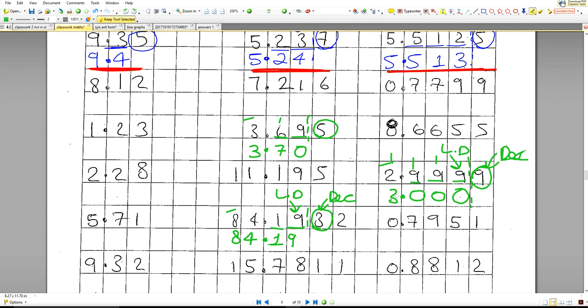So even though 3.000 is the same as 3, you're not allowed to write down 3 because the question asks for the answer to 3 decimal places. So you must have those zeros in there. 3.000. So these are the answers so far.